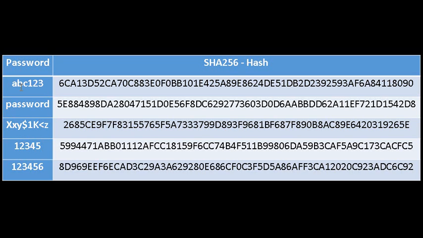So the password ABC123 might look something like this one hash. This is the hash for the password, and you'll see how the hashes for the passwords 12345 and 123456 are completely different. So there is no way of telling that the two hashes actually represent similar passwords.